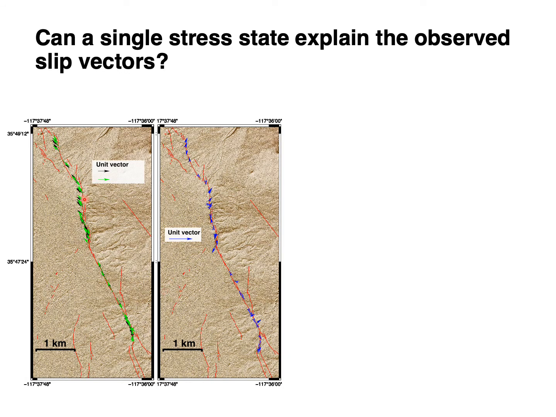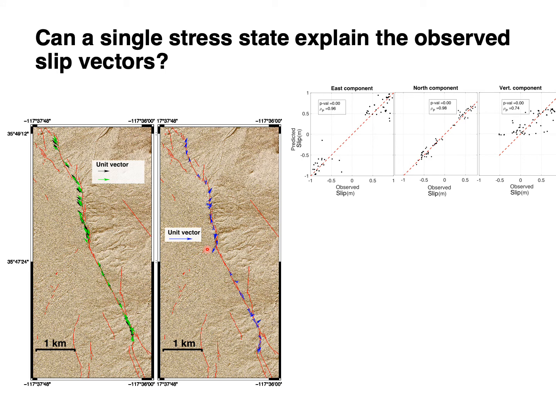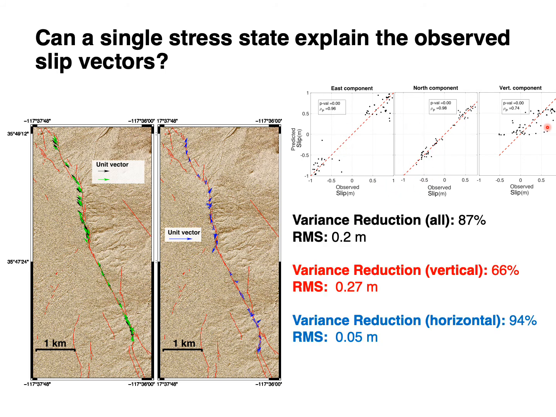So you can see we're missing obviously a lot of measurements from the majority of the rupture, but we'll zoom into this area in the northwest. You can see our stress model does a pretty good job of explaining most of the variations of the slip orientation, with the residuals on the right.